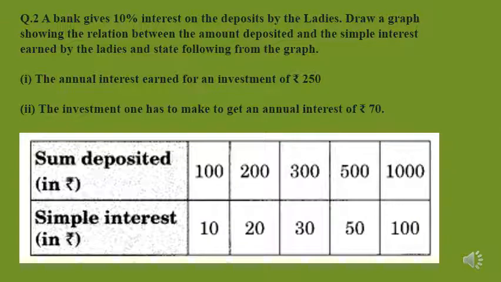So students, this is another solved example. A bank gives 10% interest on the deposits by the ladies. Draw a graph showing the relation between the amount deposited and the simple interest earned by the ladies and state the following from the graph. First, the annual interest earned by ladies for an investment of rupees 250, and second, the investment one has to make to get an annual interest of rupees 70. So here we have to make a graph using the given information.